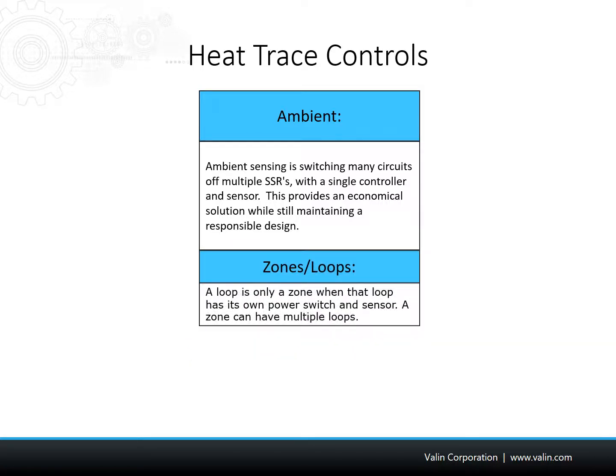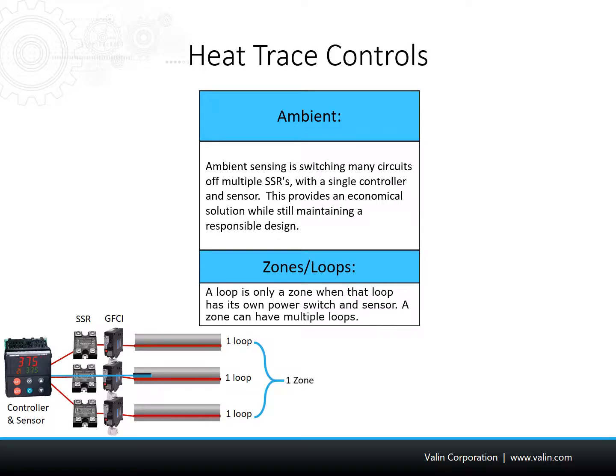Another factor in determining controls are the zones and loops. A loop is only a zone when that loop has its own power switch and sensor. A zone can have multiple loops. A better way to describe this would be that same ambient system that we saw earlier. We have 3 power switches, 3 circuits, but only one temperature sensor. So that would be one zone, while each circuit would be considered just a loop of control. However, if we had 3 temperature sensors, we would have 3 zones, because of the relationship between the sensor, the controller, and SSR.